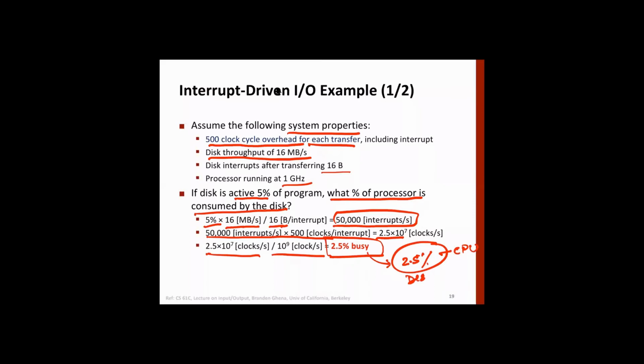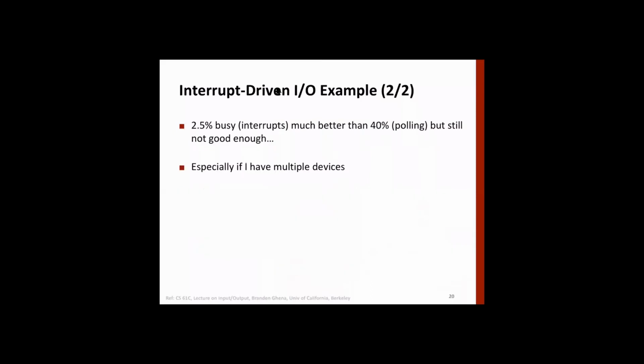Okay, so 2.5% is still high, right? It means that just for handling one device, we are spending 2.5% of the time. So it is much better than polling. In the case of polling, we have seen that 40% of the CPU's time goes into it.